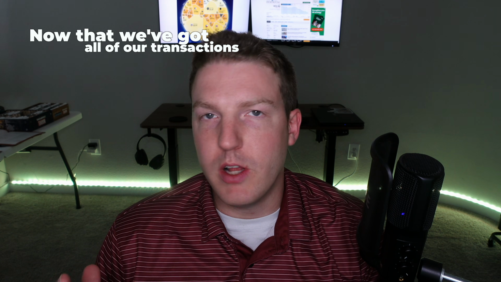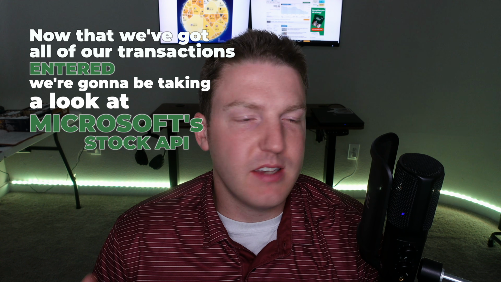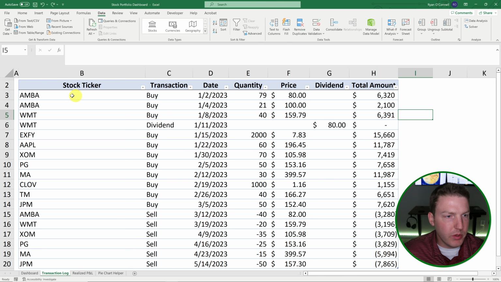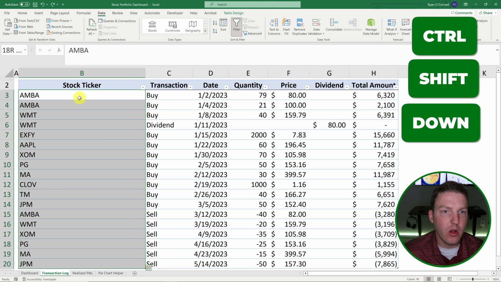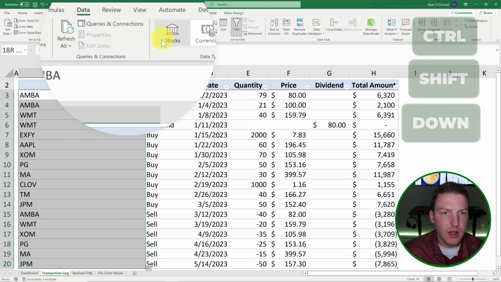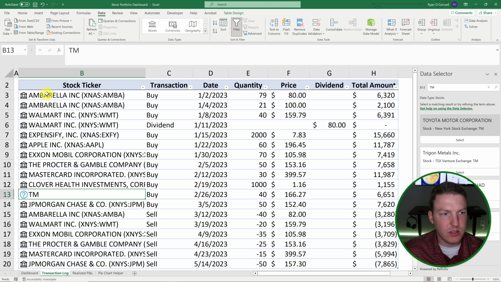Now that we've got all of our transactions entered, we're going to be taking a look at Microsoft's inbuilt Excel stock API for the first time. All we need to do is grab the first cell here, hit Control-Shift-Down arrow to highlight all the tickers, and then go to Data, and then Stocks, and hit that. Now it's going to automatically pull in all the stocks from its API, or at least their names. It gives us the name of the stock, then the exchange that it's traded on, and the ticker of the stock. You can see there's one it didn't find, which is Toyota Motor Corporation, and that automatically popped up over here on the right.